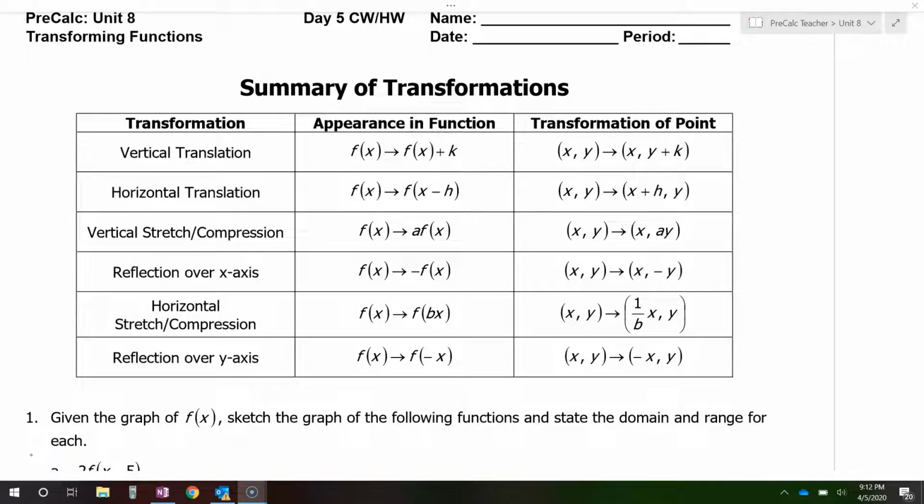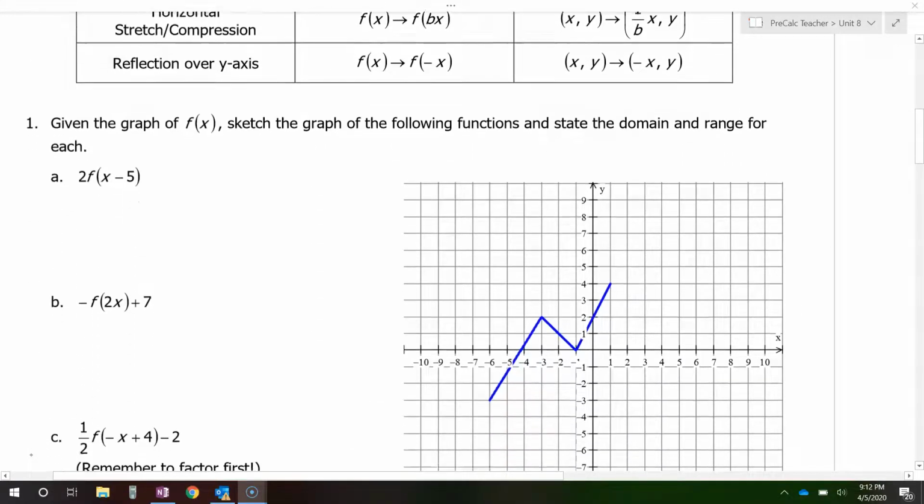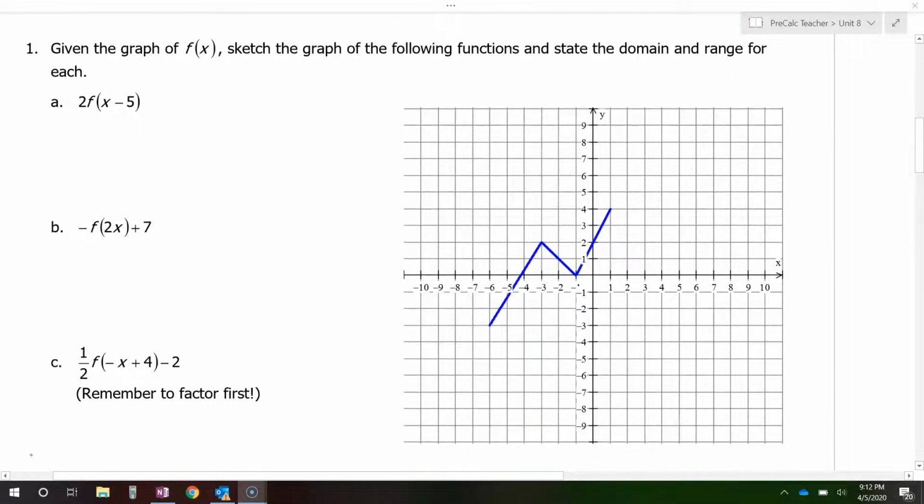In a previous video, we've talked about the various transformations you can do to a function, and here is a summary of the greatest hits. Now, in this video, we're going to be performing these transformations on a variety of functions. So, given the graph of f of x, sketch the graph of the following functions and state the domain and range of each.